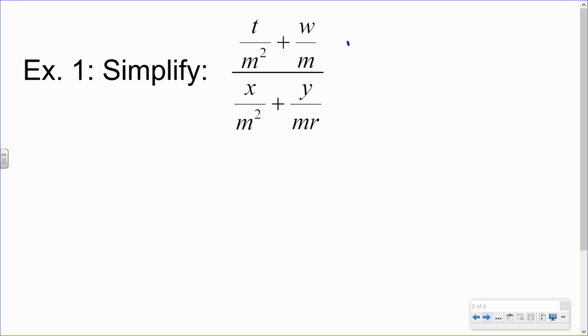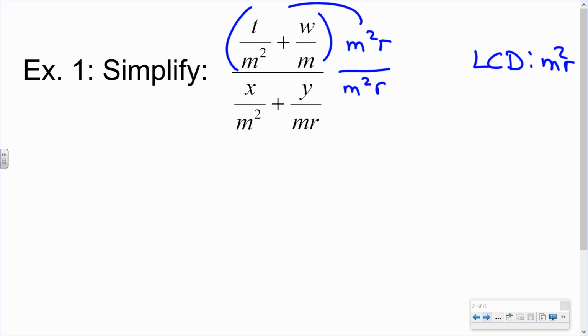Because m squared r is the least common denominator. We don't need m cubed. M squared is enough to cancel out all of the m's when we multiply numerator and denominator by m squared r. So we are distributing when we multiply m squared r times the first term of the numerator, the m squares cancel, and we have r times t.